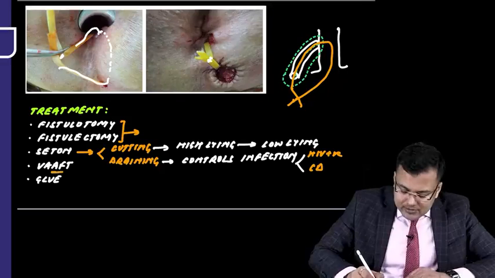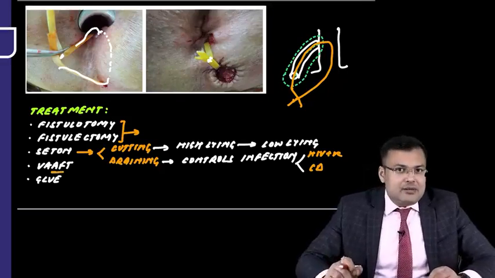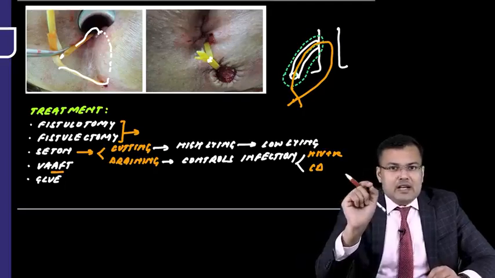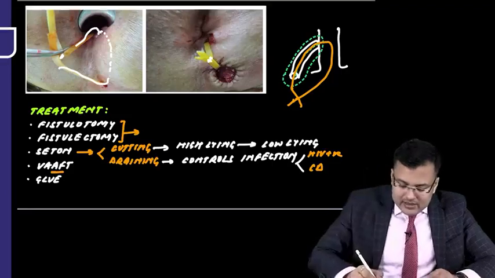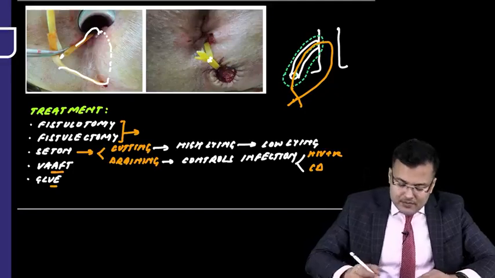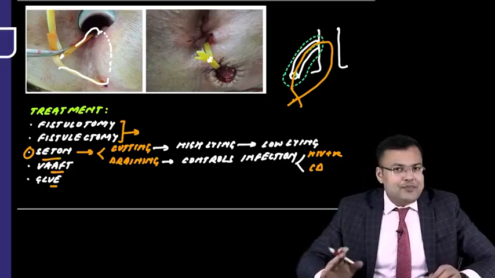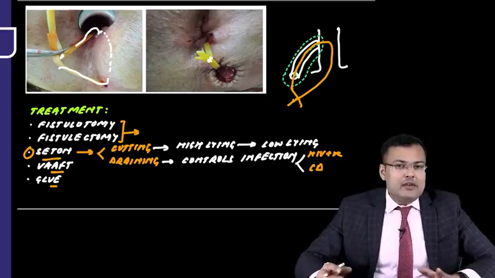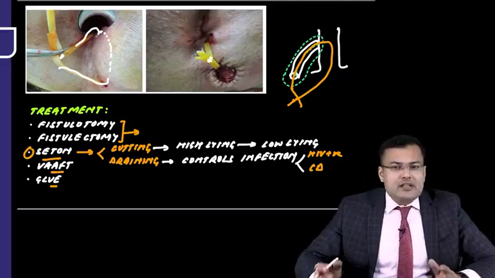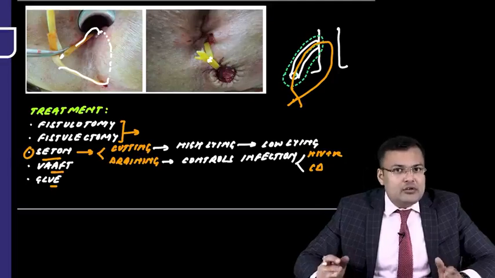There is another treatment option known as VAAFT. This is video assisted anal fistula treatment, where you are going to cauterize the tract. And next is glue. We inject the glue inside the tract. So these are the treatment options. The preferred option nowadays is Seton. For a high-lying fistula, to convert it into low-lying, we use cutting Seton. And for an infected fistula, we use draining Seton. Seton is available in the market by the name Kshar Sutra. What's the name? Kshar Sutra.